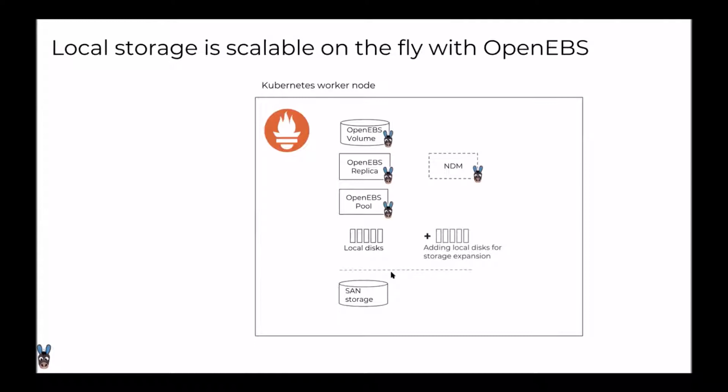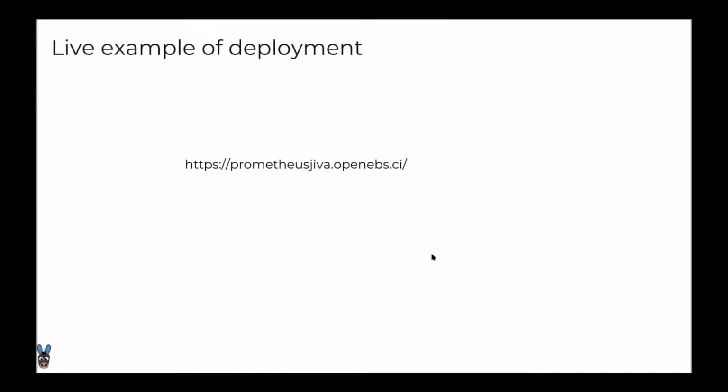So for example, you can just start with a few local disks and then add more when you need, or you can start with basic SAN storage and add one more storage SAN volume to it, right? And it could be a mix or a combination of both. So in terms of capacity, it's highly flexible and scalable as well.